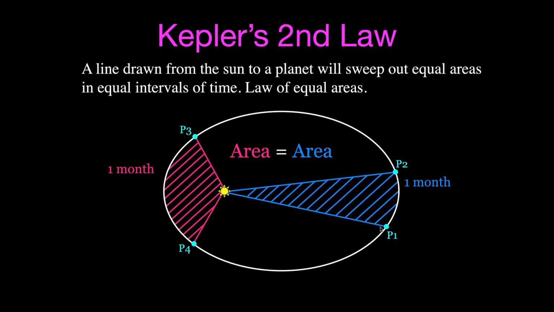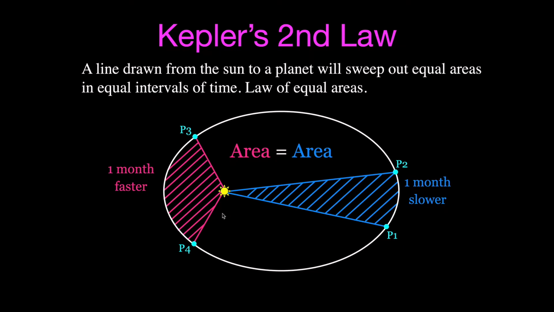All right, now you'll notice that the distance that the Earth traveled over here is less than the distance traveled over here. And that's because at this location, the Earth is farthest away from the sun, and it's going to be traveling slower. At this location over here, the Earth is going to be closer to the sun, and therefore it's going to be traveling faster. So the velocity, the speed of the planets around the sun, is not constant.